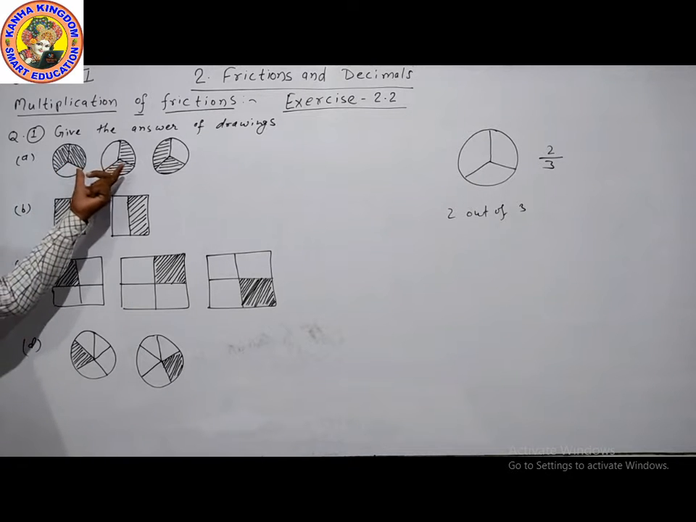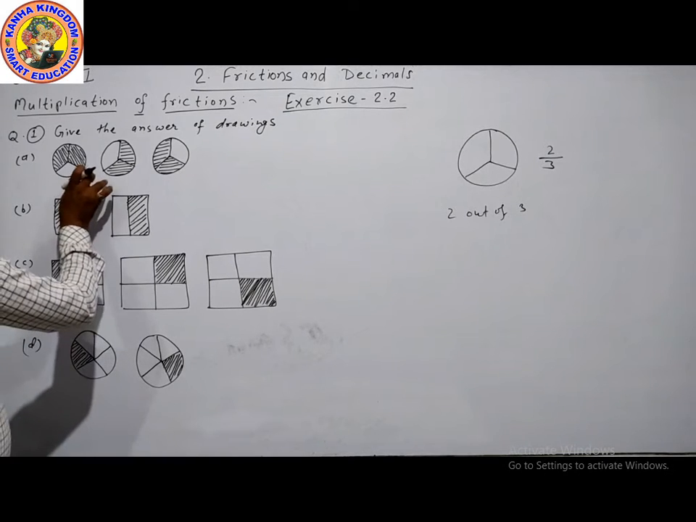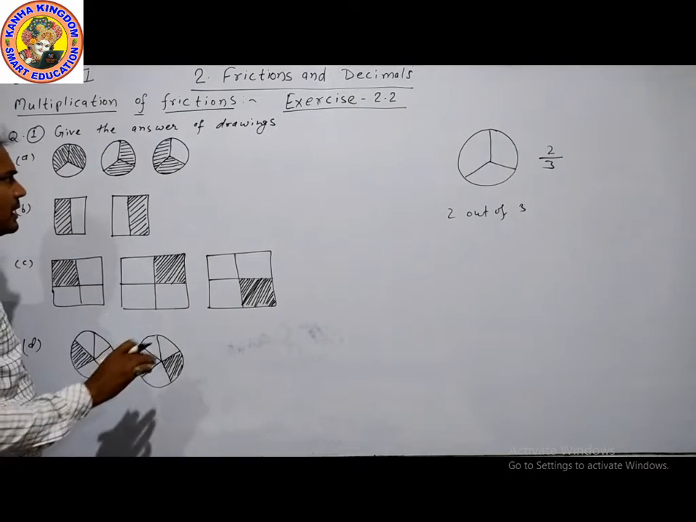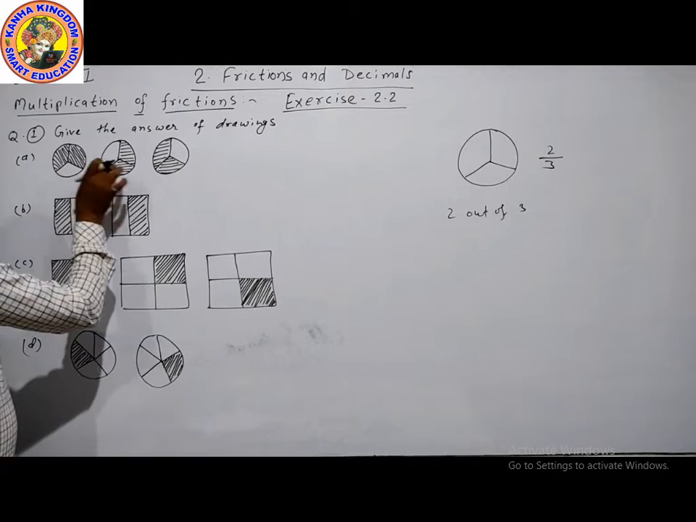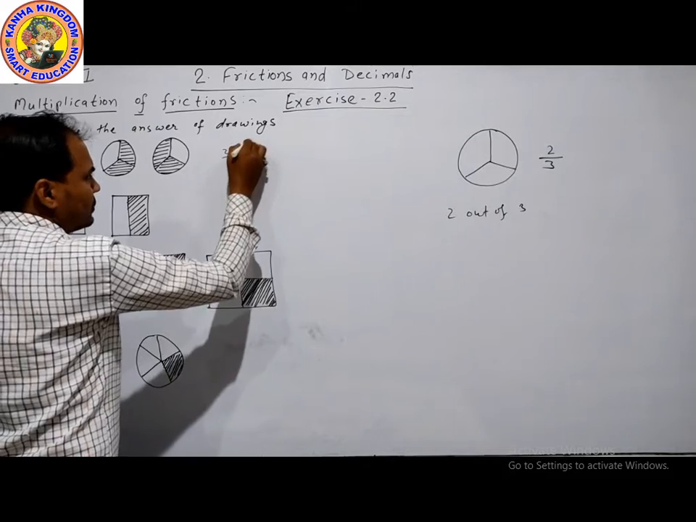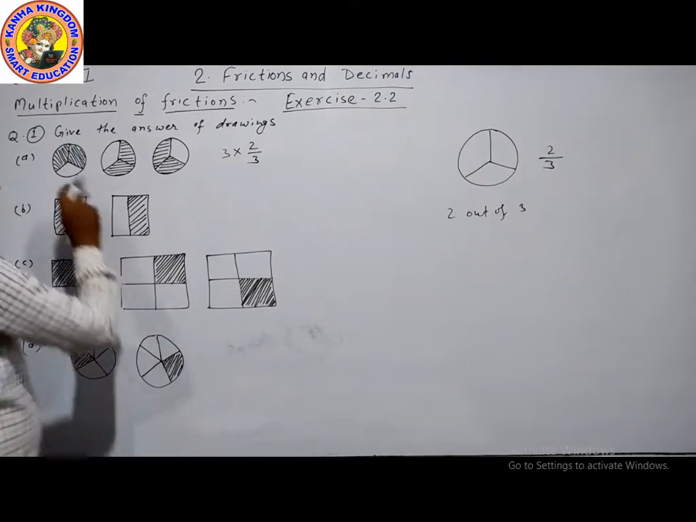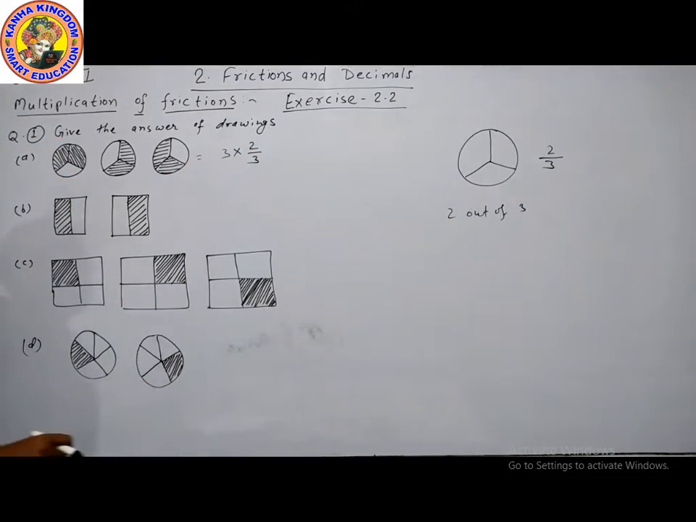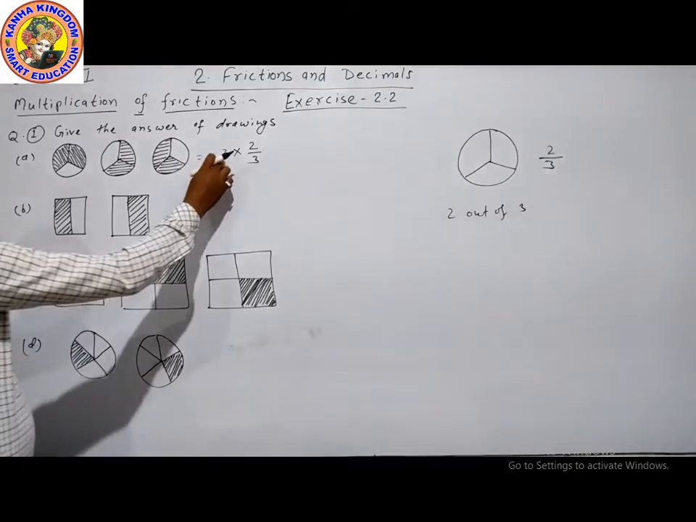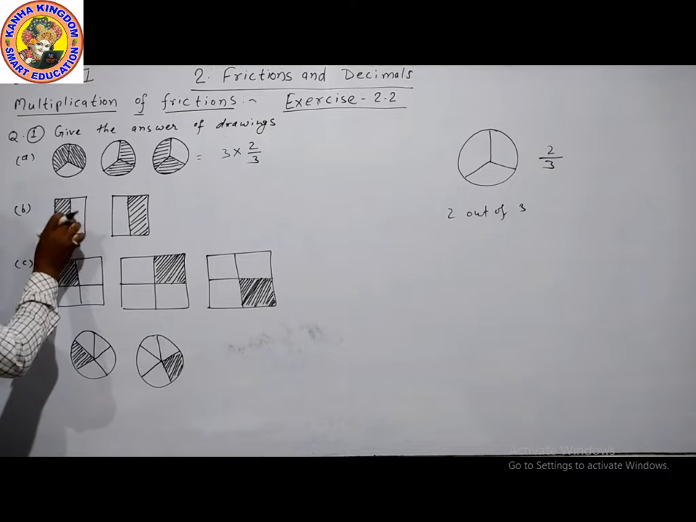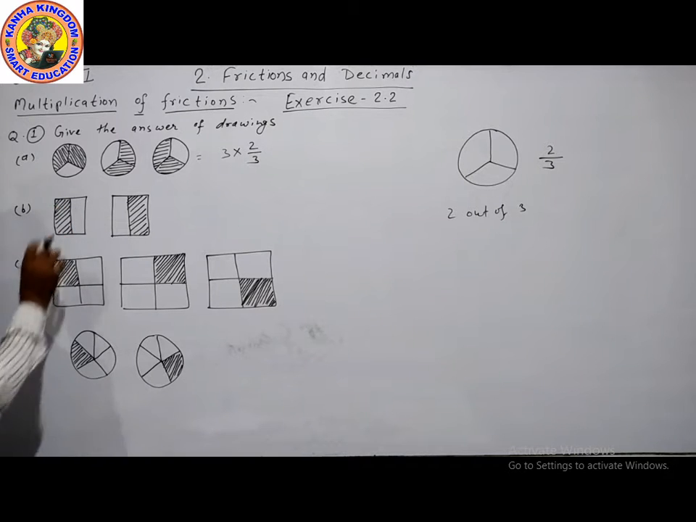Means what is the multiplication of this? What is the final answer? 2 parts and 2 parts: 1 time, 2 time, 3 time. 3 times 2 parts out of 3. The answer is 3 times, multiply 2 by 3.